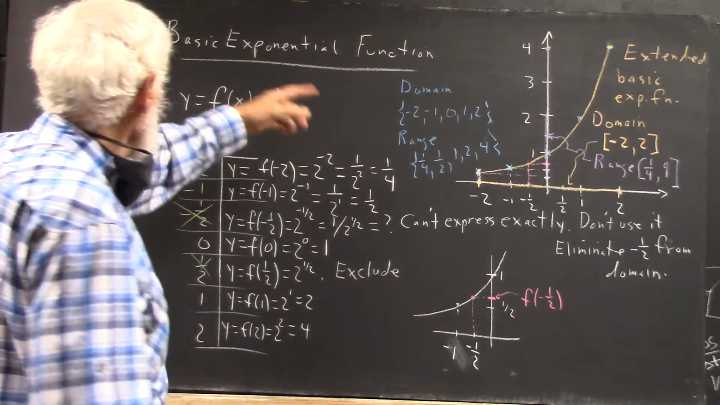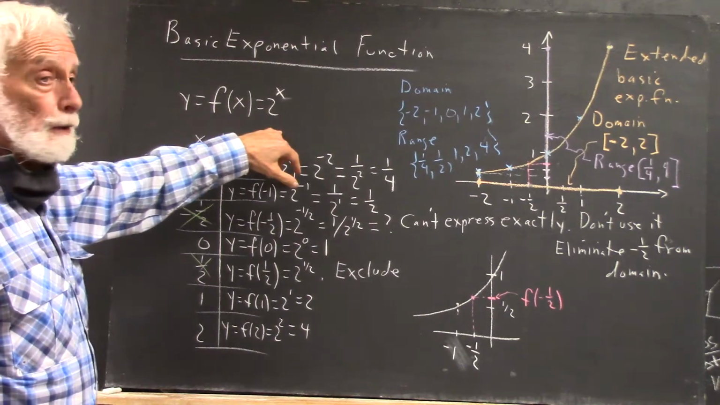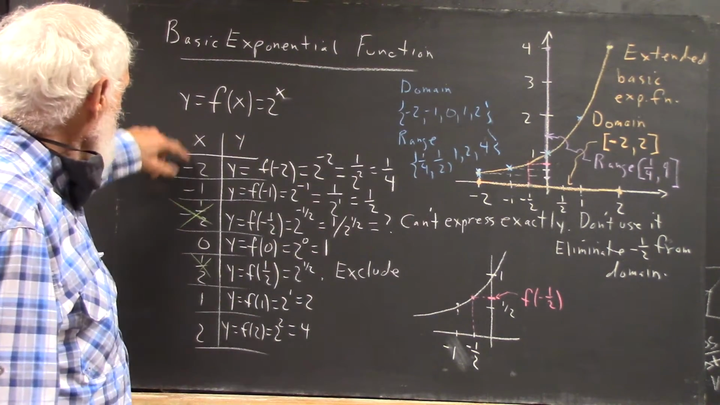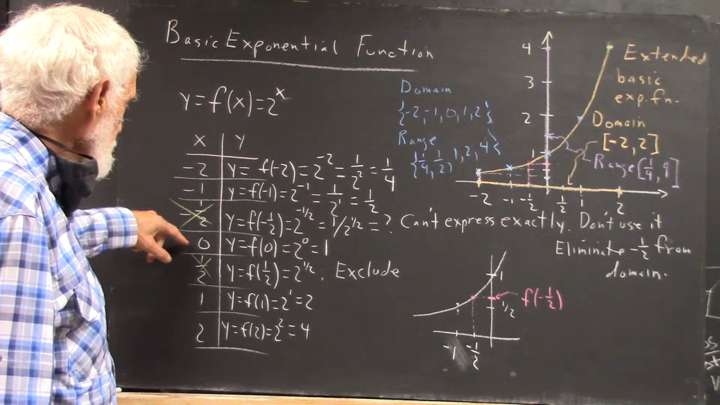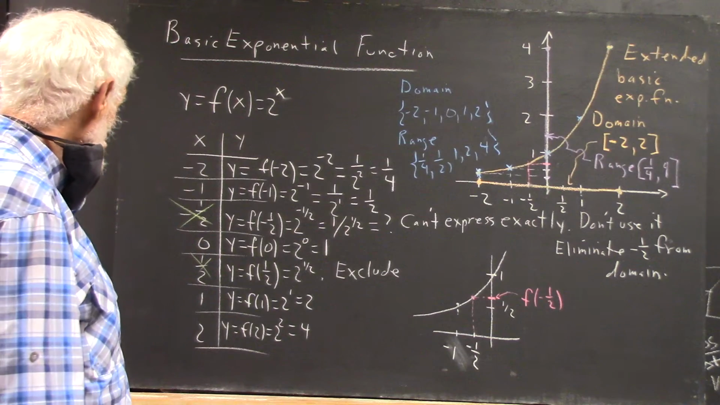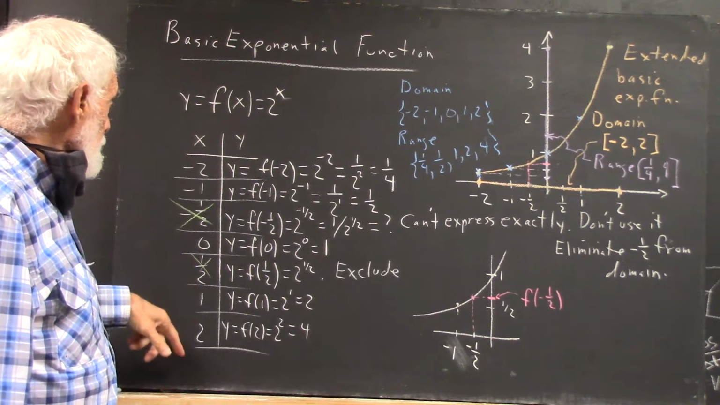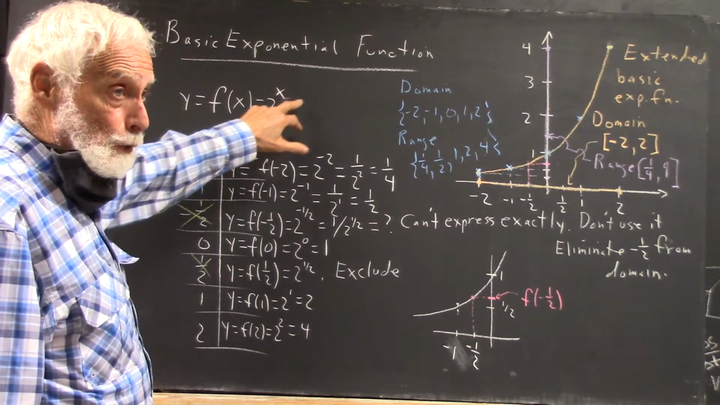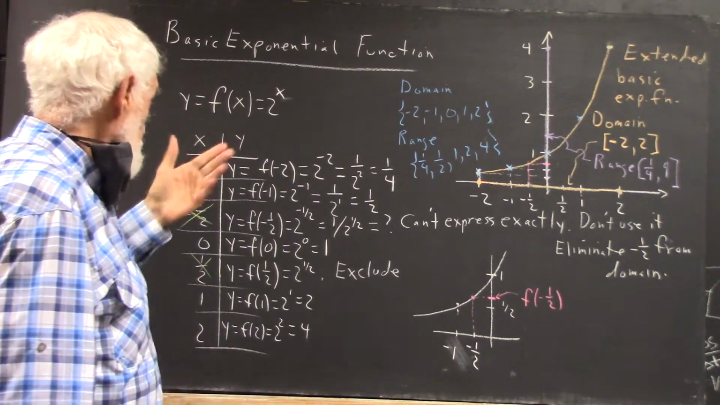The basic exponential function is y equals f of x equals 2 to the x. So, if you have x values -2, -1, -1/2, 0, 1/2, 1, 2, some of these are crossed out, and we'll see why. Then you can substitute these x values into f of x equals 2 to the x and obtain the y value.